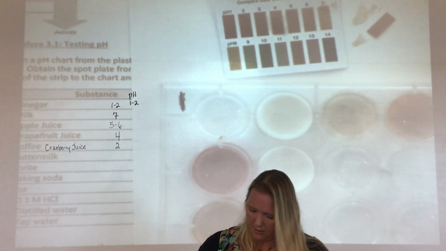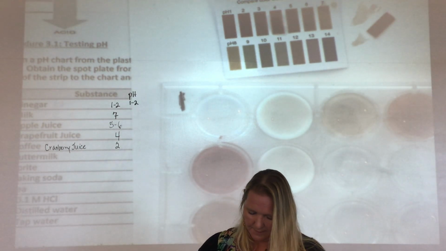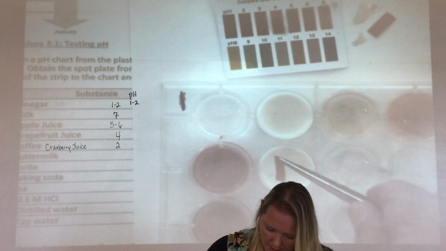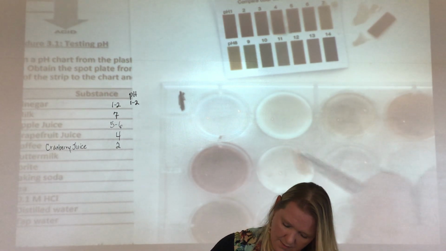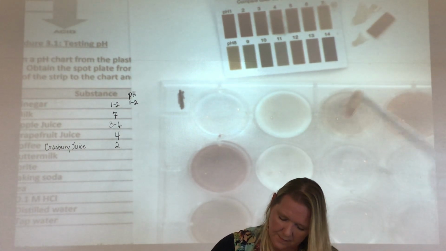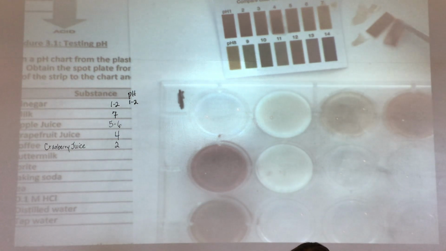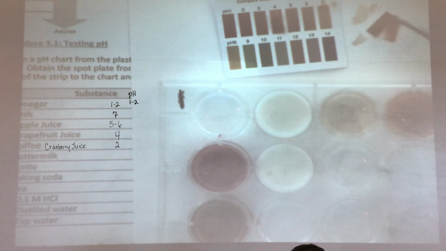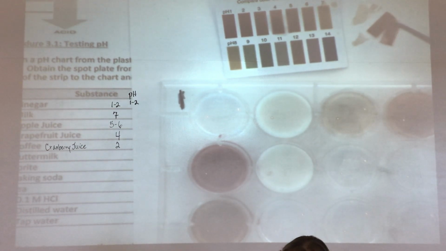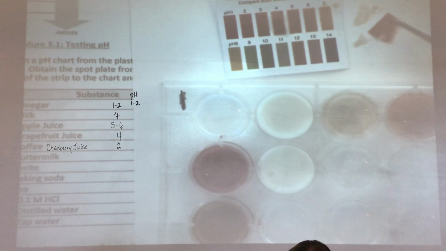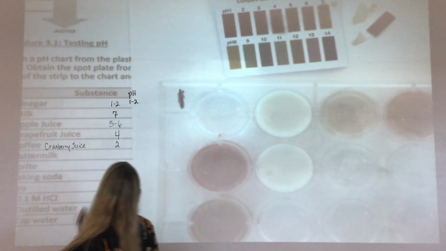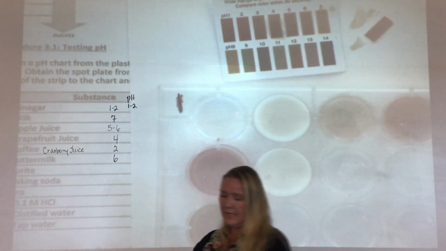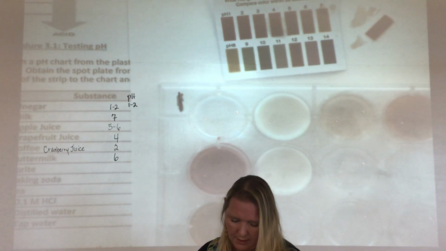Right, the next one is buttermilk. Buttermilk versus milk, right? Milk was 7. We saw it stay about the same. Now I have this buttermilk, and it's pretty close to the same too. It's not quite as golden yellow. It's a little bit more orange in it than the first one. So I'm going to say it's like 6. It's a little more orange, it's not quite as yellow, so that's a little more acidic than milk. Buttermilk is a little more acidic than milk.